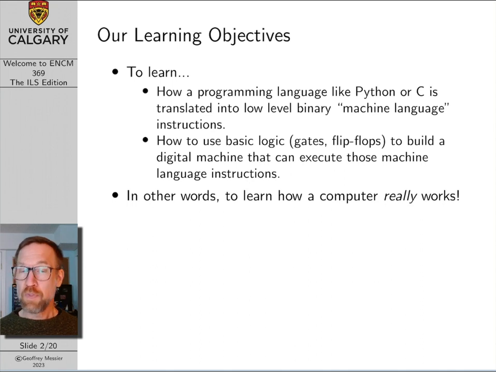The second thing we're going to do is we're going to basically pick up where ENCM 353 left off, and we're going to take all those logic gates and flip-flops, and we're going to build a digital machine that can execute our binary machine language. So in other words, we're going to build a computer in 369. And by doing this, by the end of 369, you are going to know how a computer really works.